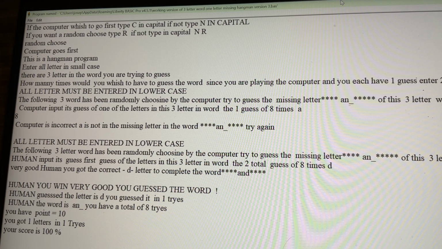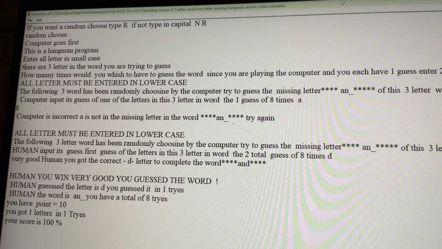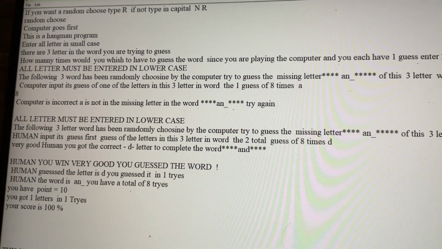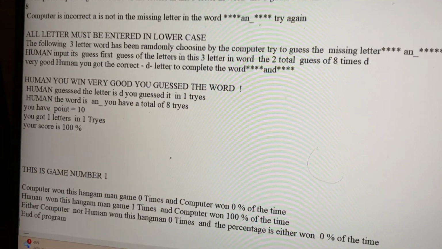Okay, so the computer is saying, human, very good. You guess the word. Human, you guess the letter D in one try, and you had a total of 8 tries. So, in other words, it works as that you have 10 points, and I got it in one try. So 10 divided by 1 is 10, and then you do percentage. So I got 100%.